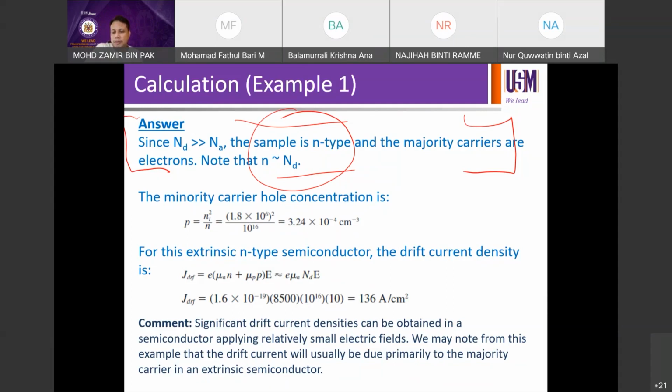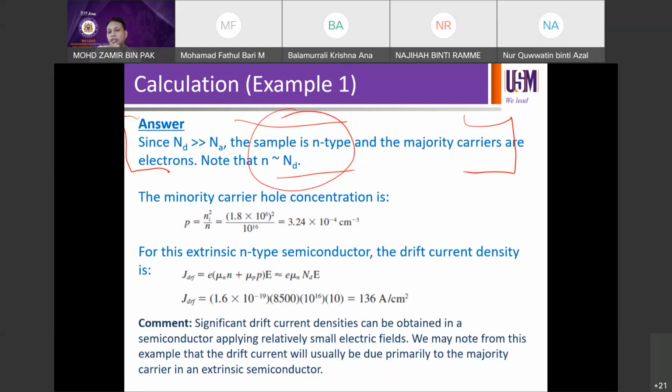EV, is that right, Bella? Where's your Fermi level position? EV or EC? EC, right? Near the conduction band edge, right? Below EC, near to the EC.